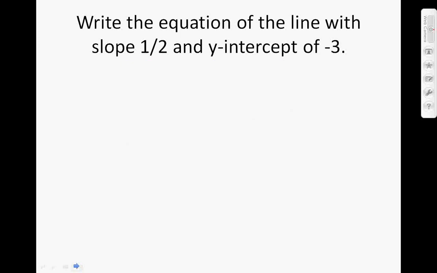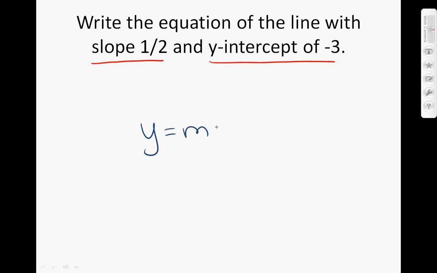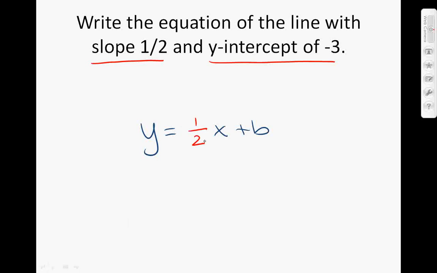Let's try again. Write the equation of the line with slope 1/2 and y-intercept of -3. So if y equals mx plus b, then I can go through and replace m with 1/2 and replace b with -3. Right now my equation is y equals 1/2 x plus -3. Well, I don't have to write it like that. I could also write it y equals 1/2 x minus 3. Either of these ways is equally correct.